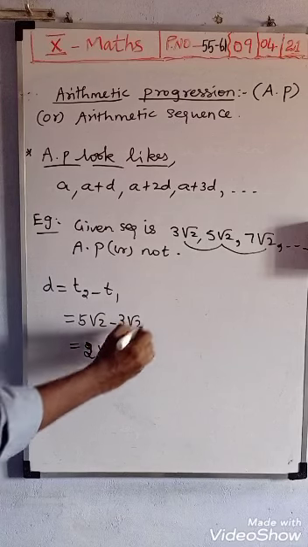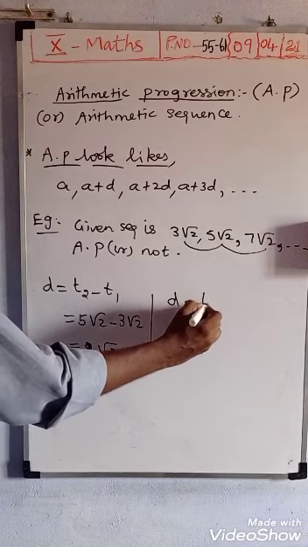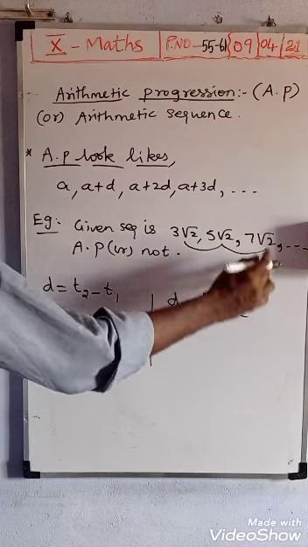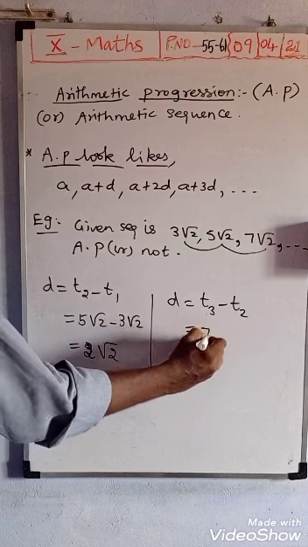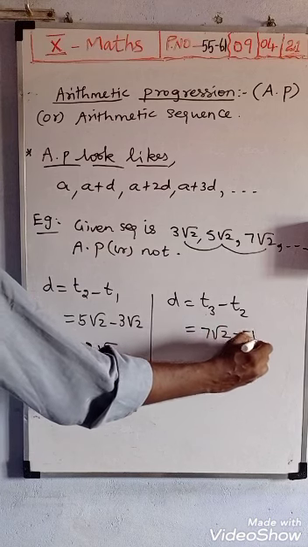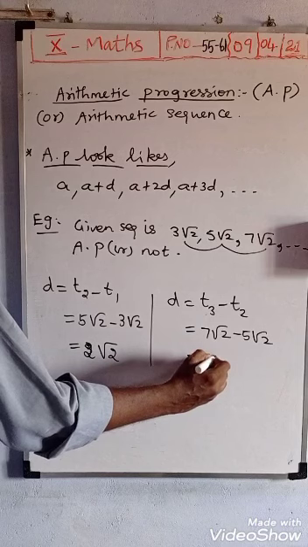2 root 2 you will receive. Next difference you want to check is T3 minus T2. Third term, second term, you want to subtract. So 7 root 2 minus 5 root 2. You subtract, you will get 2 root 2.